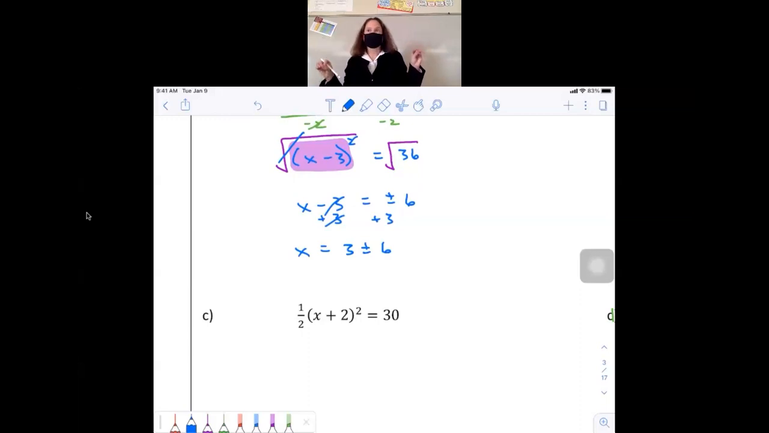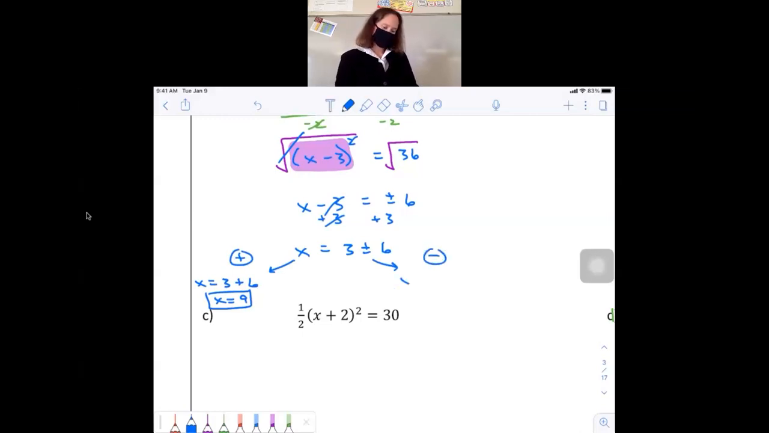To get rid of now this minus 3, what would I do? Add 3 to both sides. We would have x is equal to, you usually see that plus 3 first, and then plus or minus 6. And now we're going to break it up into one's going to be the plus, one's going to be the minus. So either x is going to be equal to 3 plus 6, which is your 9 that you guys all said and you got right.